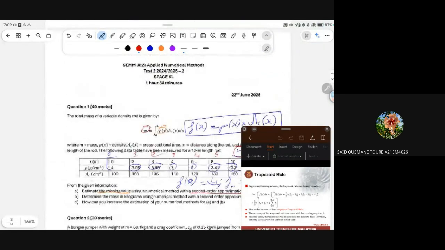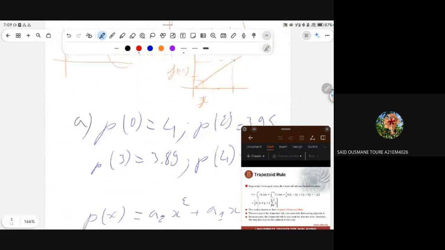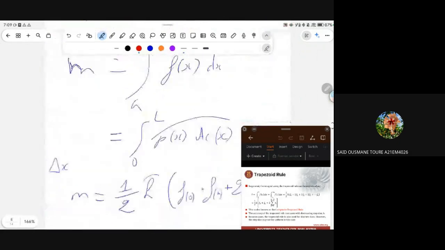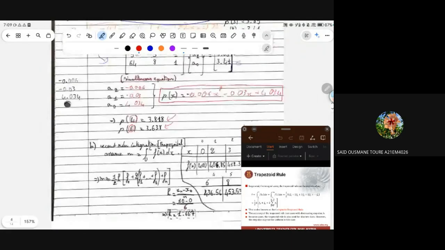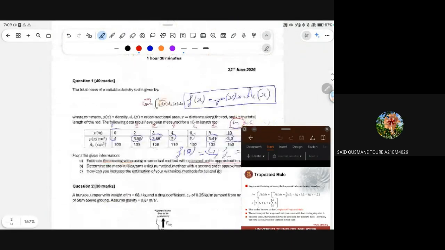So now, let's take an example. F of 0 equals how much? Can you say it out loud? F of 0 equals what? Okay, 4, but not only 4. We know that here we have 4, but it's rho times AC. We already showed that here.